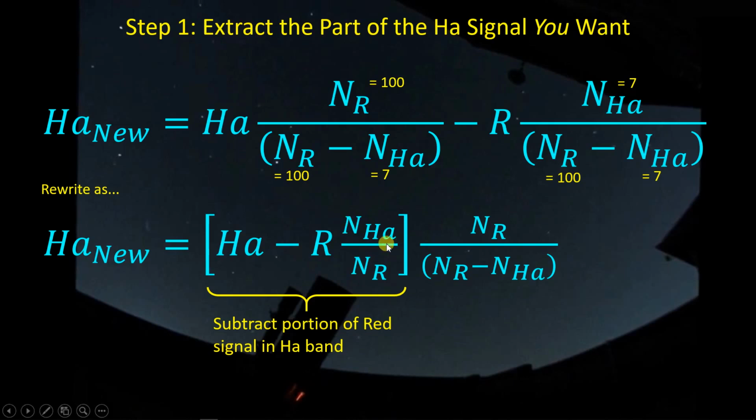So if we take 7 nanometers divided by 100 nanometers, that's 7%. That means that if we're just taking the portion of the red light that's in the HA bandwidth and subtracting it from the HA image. In effect, we're taking that portion of the red image that we recorded with our broadband filter that's in the bandwidth of the HA image and just subtracting it from it.